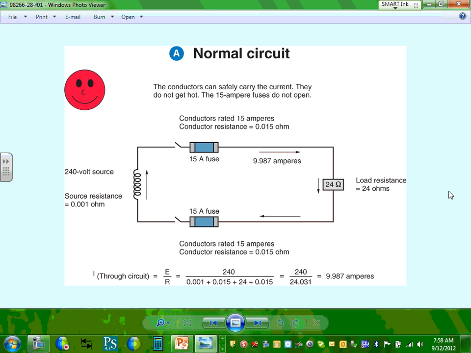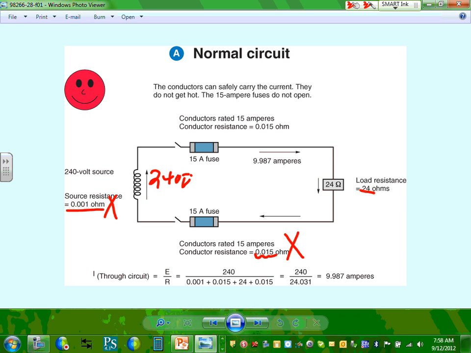Condition number one, it's called the normal condition. I have a 240 system that you guys can see, 240 system, two fuses. I have a 24 ohm load. You guys know this from the days of Mr. Ryman, right? This is a series circuit, so I have an impedance of the conductor, very small, the impedance of the load and the impedance of the source. These could be neglected.